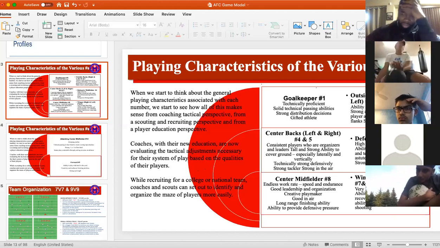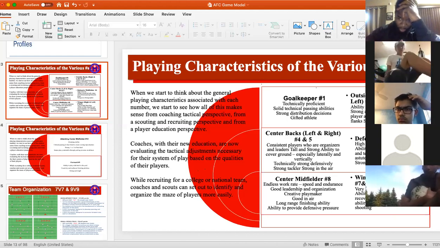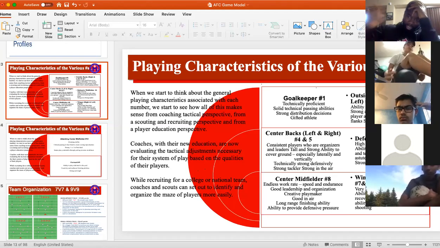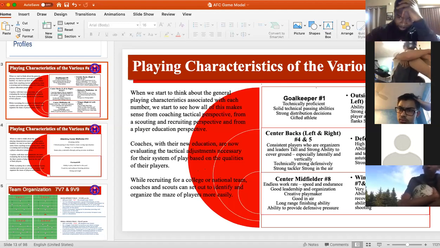Number 11 and 7, you should be very fit. Your work rate should be very high. You should be able to make long runs. You should be able to recover strongly. You should have 1v1 attacking ability. You should be able to service the ball down the wings. You have good long range passes, short range passes.